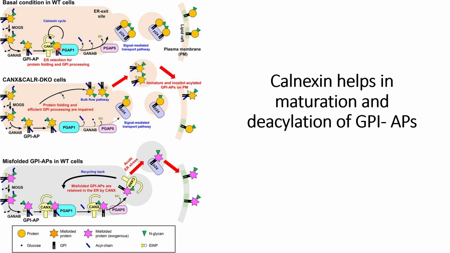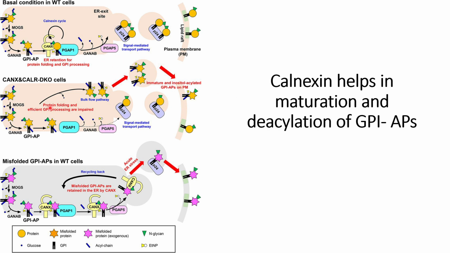At the same time, it will increase the retention time of these newly translated GPI-APs, and by the time these GPI-APs acquire their native structures, they will then move towards the ER exit site with the help of the cargo receptor P24, which will help in the transport of these lipid-anchored proteins, that is GPI-APs, to the plasma membrane. And apart from this PGAP1 Calnexin complex, PGAP5 also helps in the deacylation of the GPI-APs.